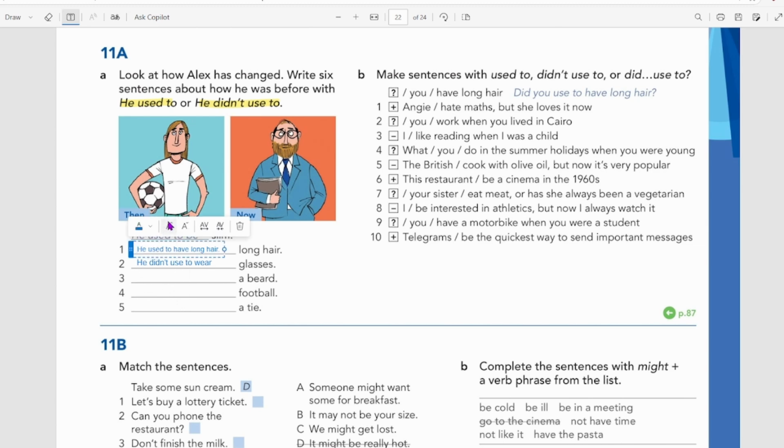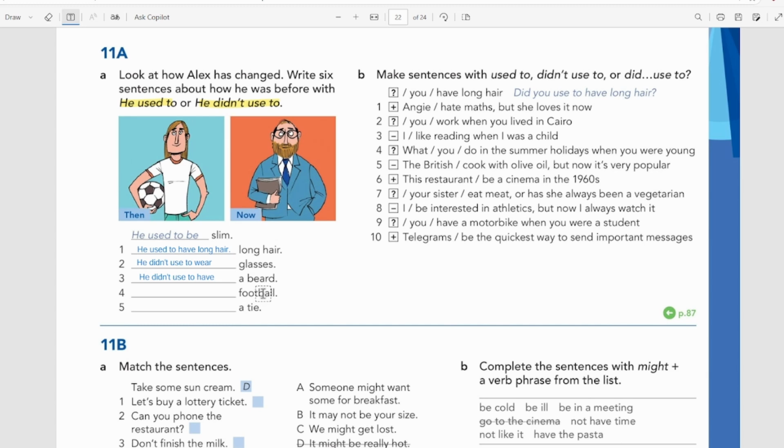So number 3, a beard. Now he's got a beard. So when he was young, he didn't have the beard. So he didn't used to have a beard.